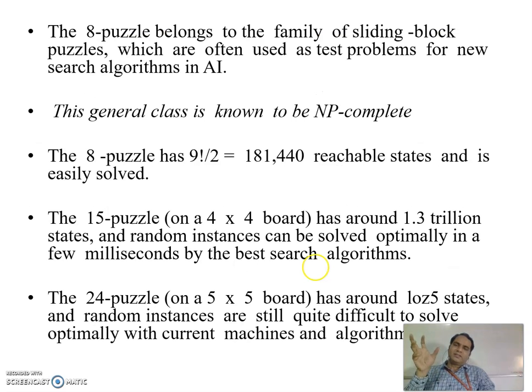Basically this 8 puzzle belongs to the family of sliding block puzzles, which are often used as test problems for new search algorithms in AI. This general class is known as NP complete problems. If you look at the 8 puzzle, it simply has 9 factorial by 2, which is equal to 1,81,440 reachable states, and is easily solved. But when we consider the 15 puzzle on a 4 by 4 board, with numbers from 1 to 15, it has around 1.3 trillion states.